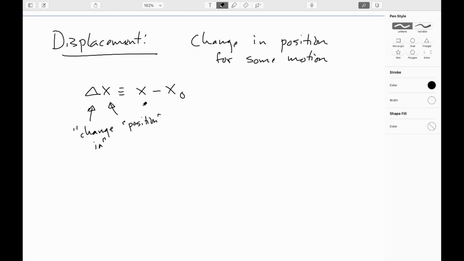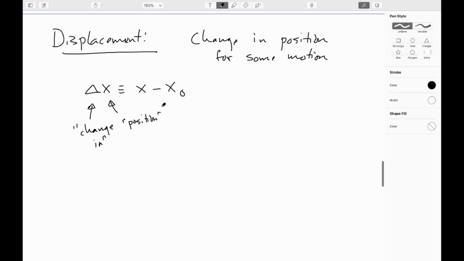Now there are different notations for noting initial and final. Some people put little f's and little i's in the subscripts, but also very common is to just use an x all by itself for the final position.